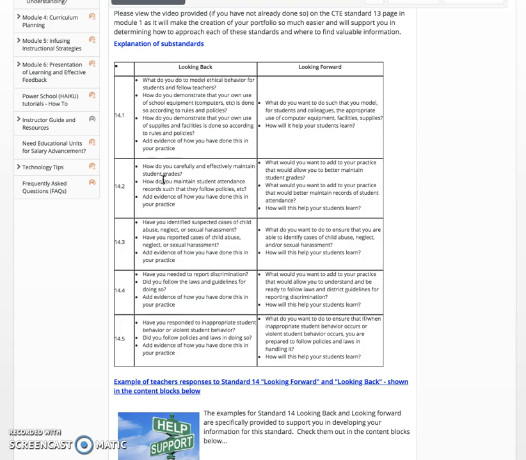because what we've done is say, we're not going to ask you about all these standards. We're going to ask you about two, one looking back and one looking forward, and that's going to support everything about standard 14, because the last thing I want to do is ask you to write about each and every one of these. So I hope this helps. I know you're smart people, but you're also busy people. So I'm just trying to streamline it for you.